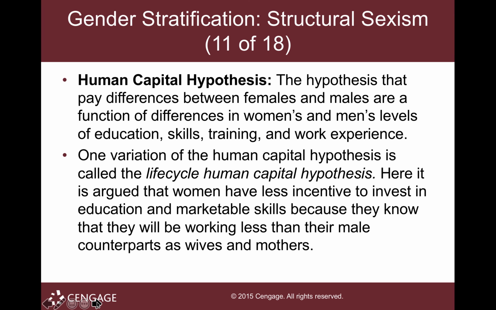So, human capital hypothesis. The hypothesis that pay differences between females and males are a function of differences in women's and men's levels of education, skills, training, and work experience. One variation of the human capital hypothesis is called the life cycle human capital hypothesis. Here it is argued that women have less incentive to invest in education and marketable skills because they know that they will be working less than their male counterparts as wives and mothers.